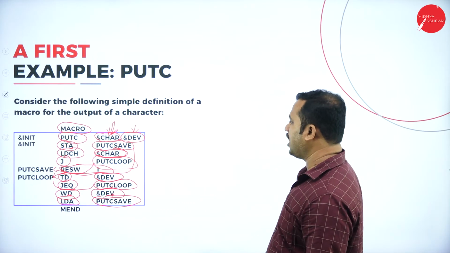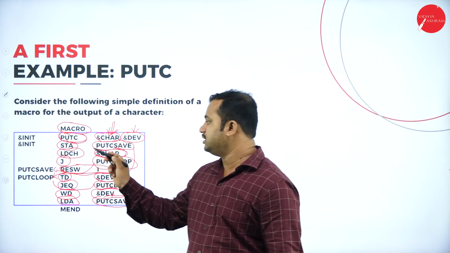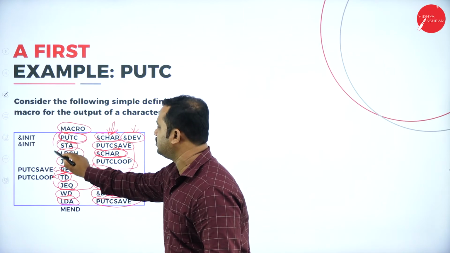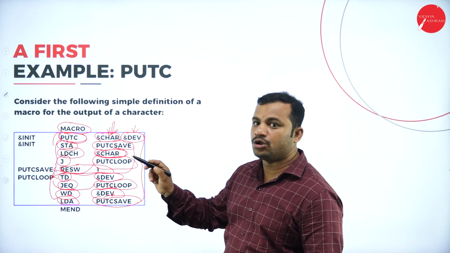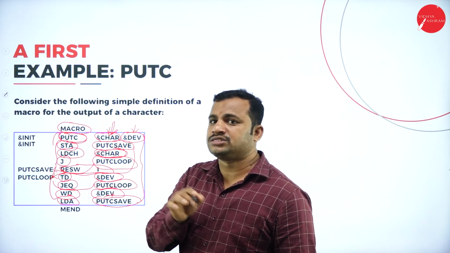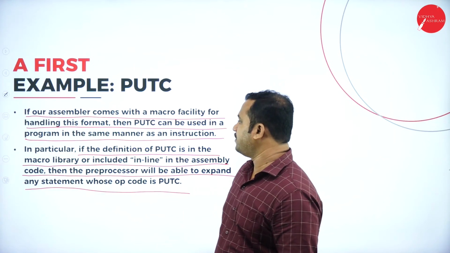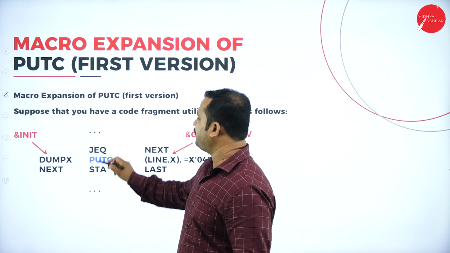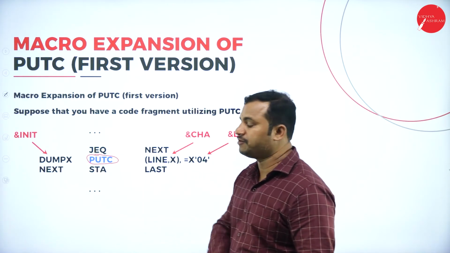That means if you have a put C here, anything which comes across the put C, then the entire body of this is placed inside the location in line with the instruction where it is used, that is where put C is used. Then we have jump if equal, the same thing. This is the macro I am using here. Put C is the name of the macro.